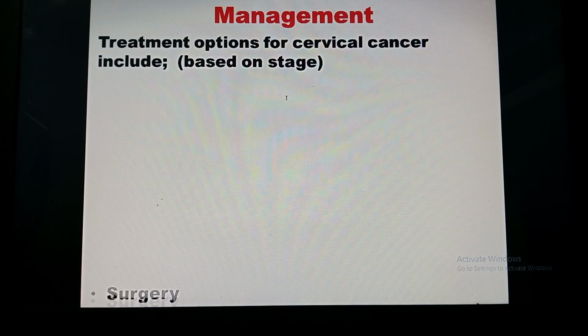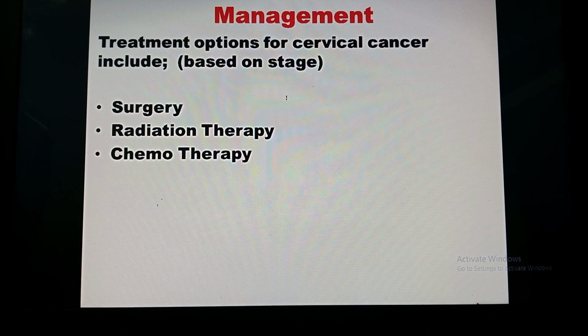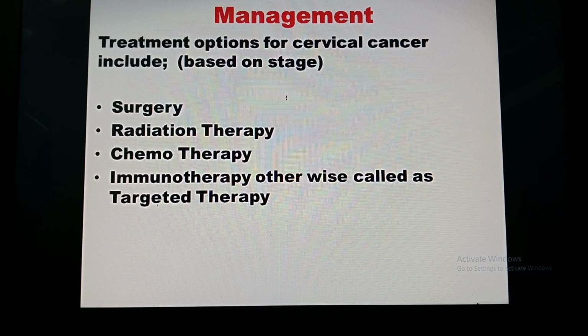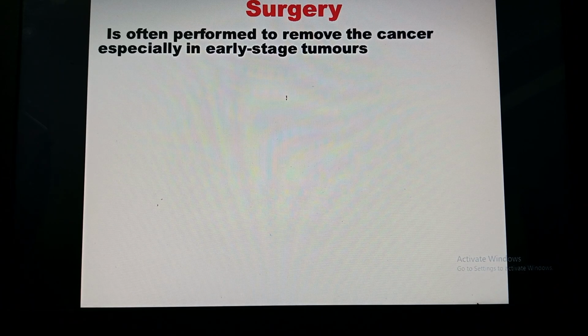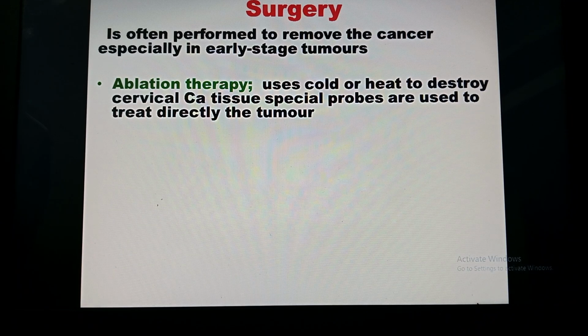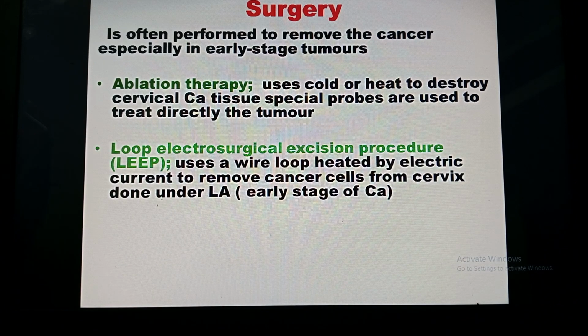Management. So as usual, if it is cancer, the cancer will be treated with surgery, along with the surgery, radiation therapy and chemotherapy, and others depending upon which kind of cancer. Okay, here since it is cervical cancer, it is treated with targeted therapy, which is also called immunotherapy. So surgery, ablation therapy, it is done in case of early stage cancer. It uses cold or heat to destroy cervical cancer tissue. Especially a kind of probe is used. It is inserted through the vagina and placed directly over the tumor, and the tumor is destroyed. It is done in an early stage of cancer.